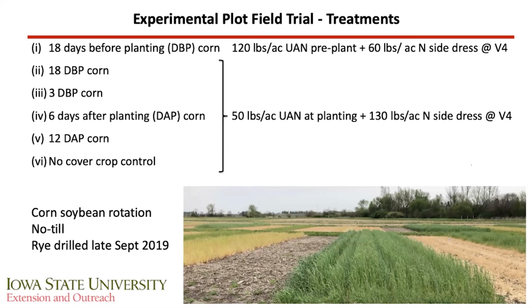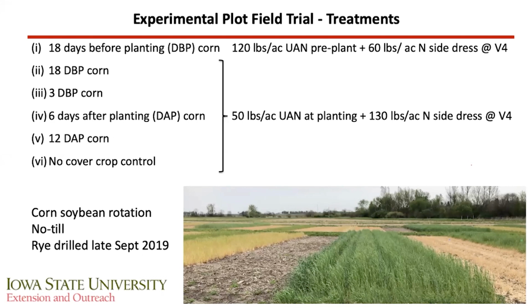Now superimposed on top of these, we are also looking at nitrogen. Most of those treatments received 50 pounds of UAN at planting. That was 5 pounds in the furrow, 45 pounds in a 2x2. Then we come back and side dress with 130 pounds of nitrogen at V4. But we also have another treatment where we apply 120 pounds of UAN pre-plant. That was applied when we terminated the rye, 18 days before planting, and then we side dress it at V4. This experiment is done on a corn-soybean rotation.